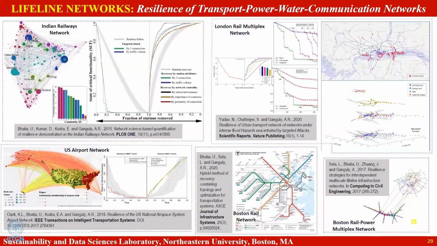So here is some work in India, in Indian Railways, London Rail. This is different types of urban railways. This is the US airport network. This is the city of Boston Rail network. This is Boston Rail Network together with a simulated power grid, etc.